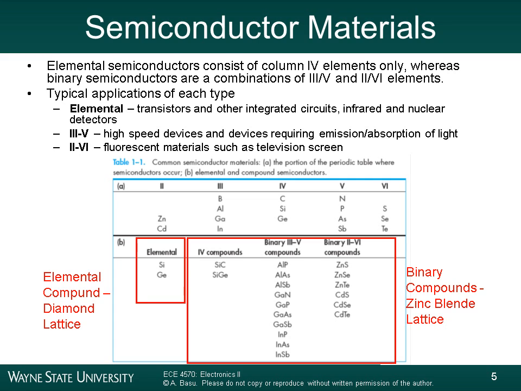So this part of the table: carbon, silicon, and germanium. It is possible to make semiconductors out of carbon. The field of diamond electronics does that. Silicon is by far the most common one. And then germanium is also used for making semiconductor devices.